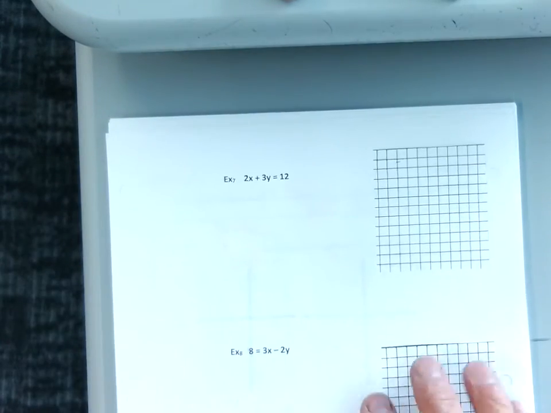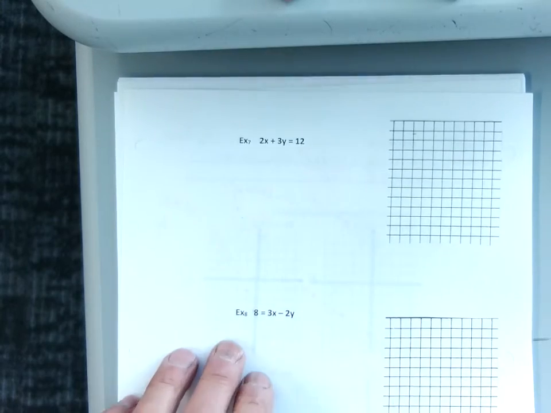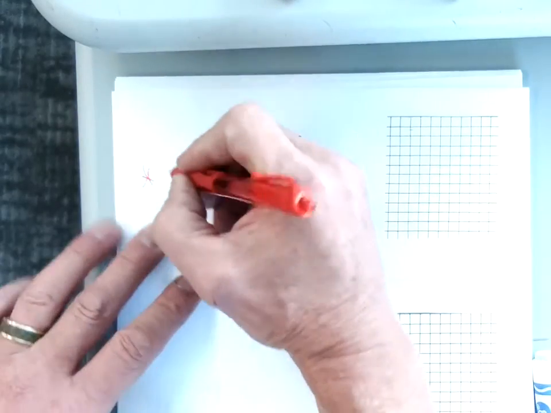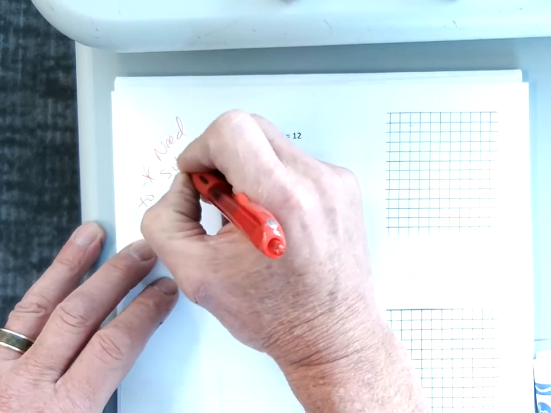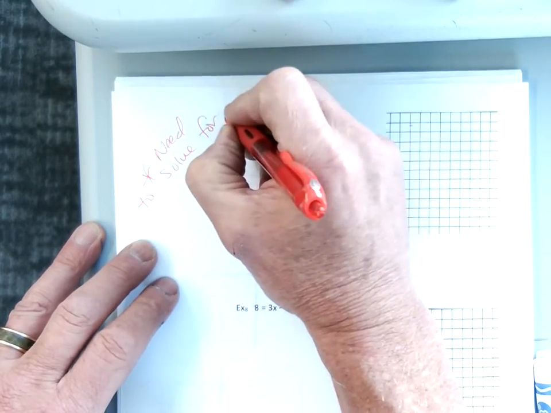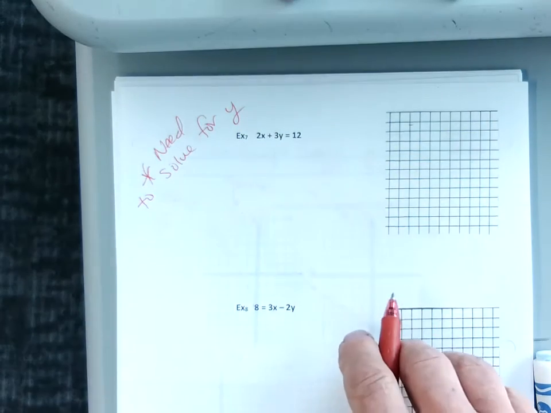All right, now example 7 is different. What we need, make yourself a star, we need to solve for y. Write that down. We need to solve for y.